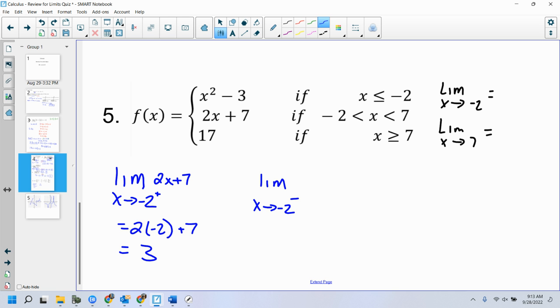The limit on the lower side, now I'm going to be using x squared minus 3. That is equivalent to -2 squared minus 3. So 4 minus 3, so 1. What can I say about the limit as x goes to -2? It does not exist.